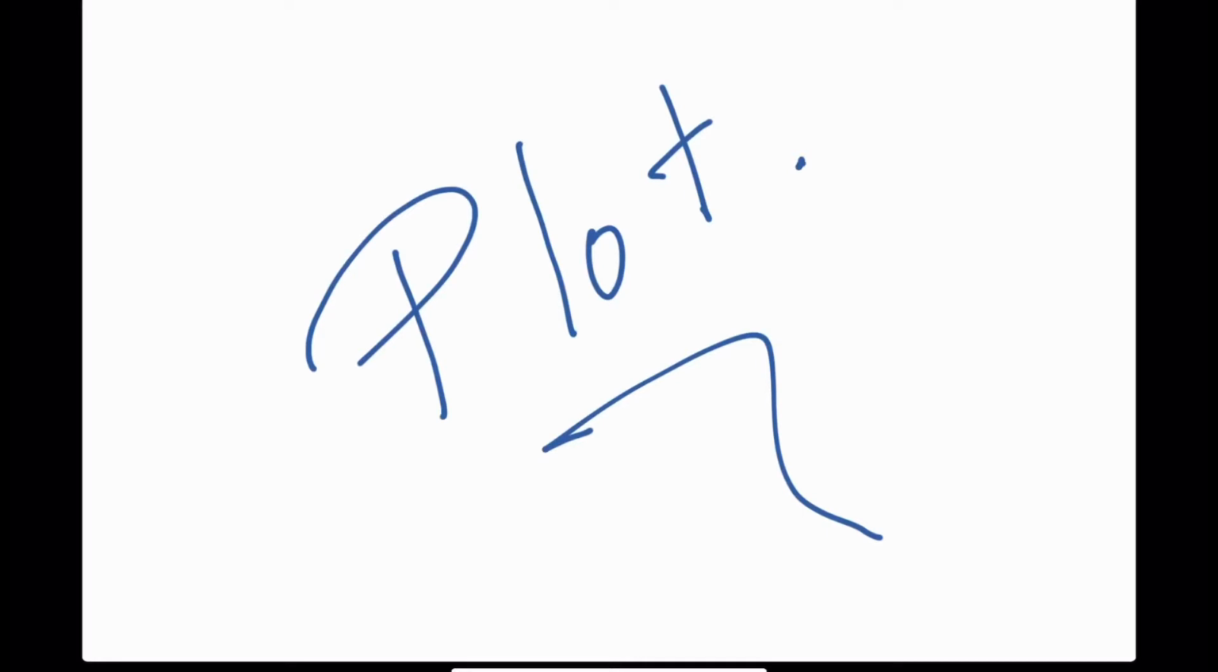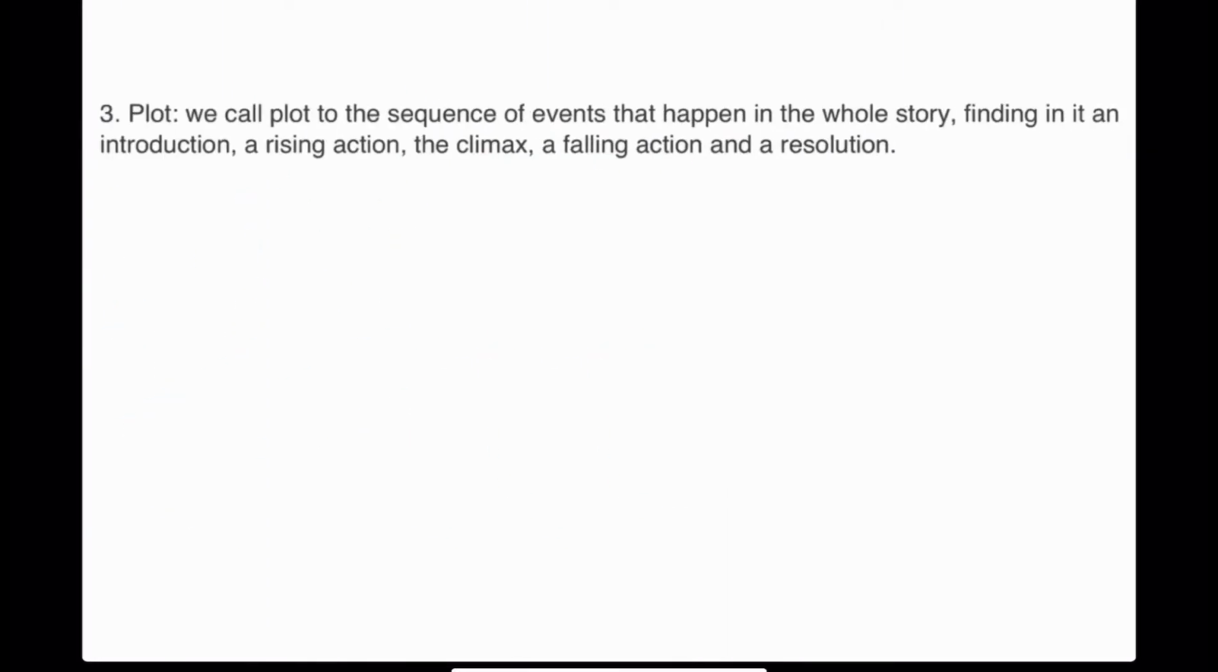As a general description, the plot is the sequence of events that happen in the whole story, finding in it an introduction, a rise in action, the climax, a fall in action, and a resolution. So, mainly we can identify these parts: the introduction, the rise in action, climax, fall in action, and the resolution.